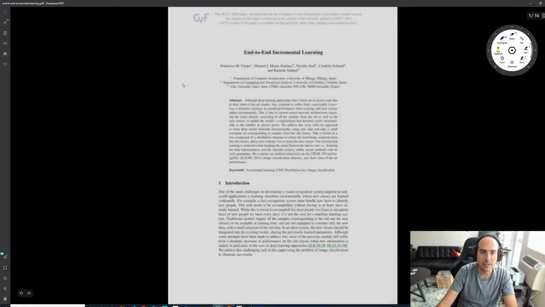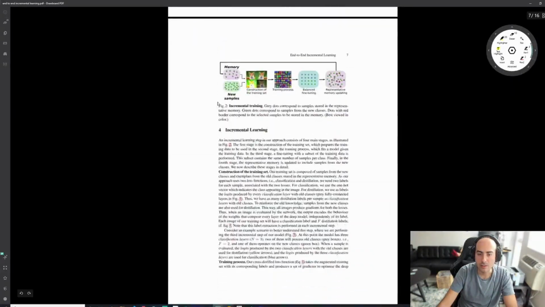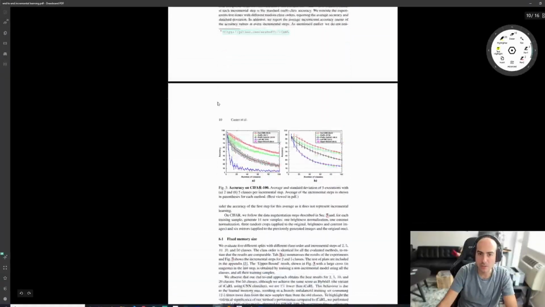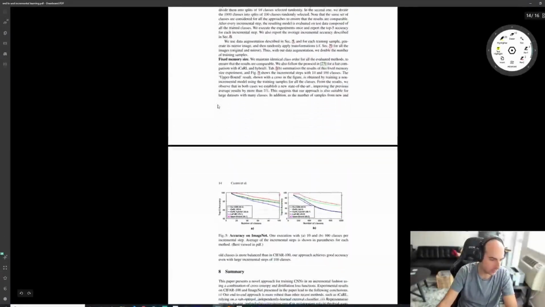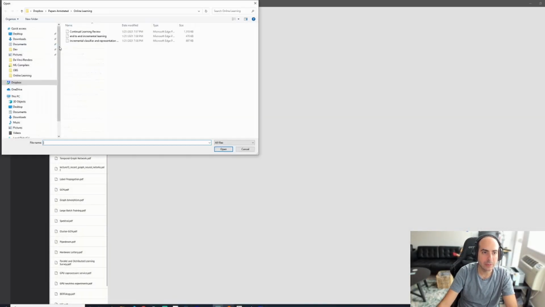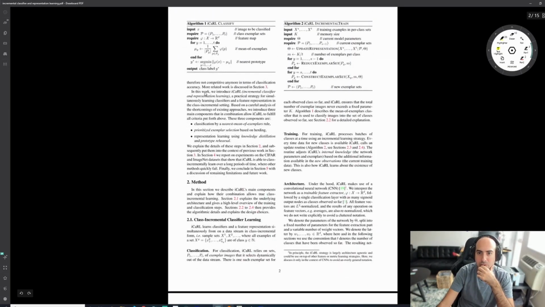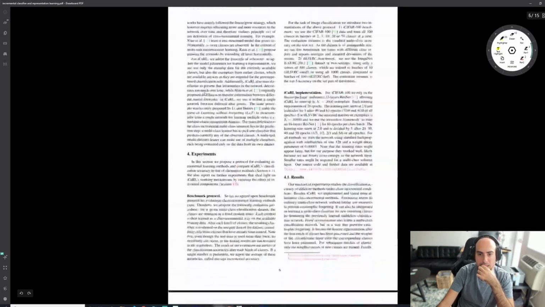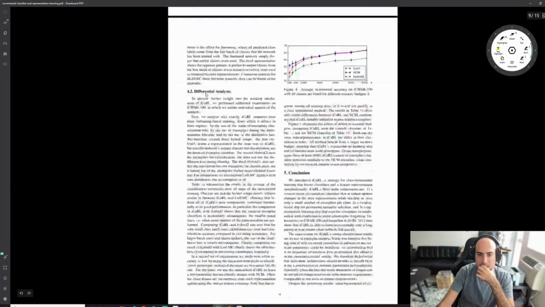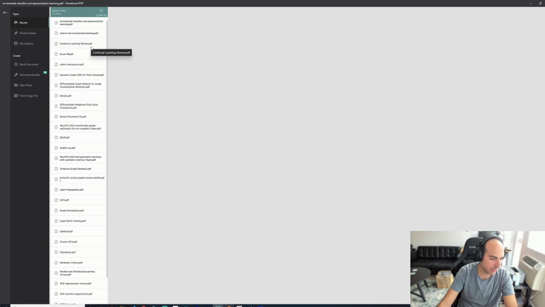We also had this end-to-end incremental learning paper. This looks much shorter, so maybe we'll check the survey first. And then the last paper that we could check out is this one, incremental classifier and representational learning. Okay, I'm very inclined to just check out the survey. So let's do that, and then I can maybe check out the other two in some other stream.